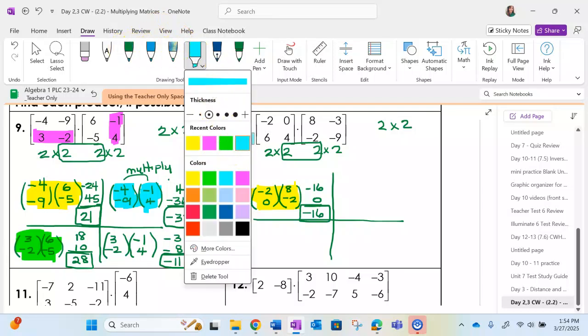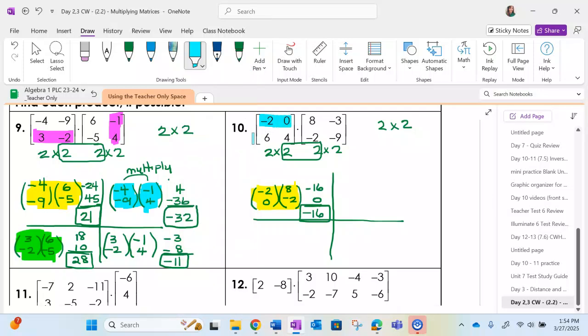I'm going to keep it here anyway. So row 1, column 2. That's this side. Nobody says you have to go in this order, but you just have to know that this is row 1, column 1. This is row 2, column 1. This is row 1, column 2. This is row 2, column 2. So we just need to make sure we know where those things are.